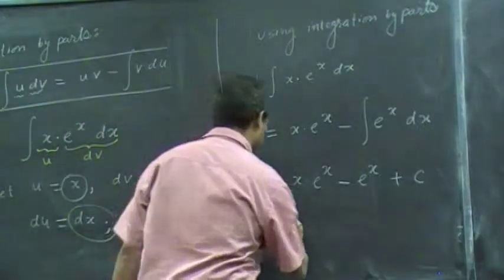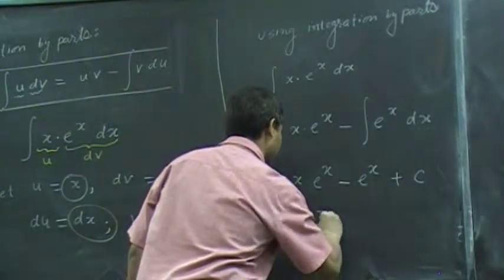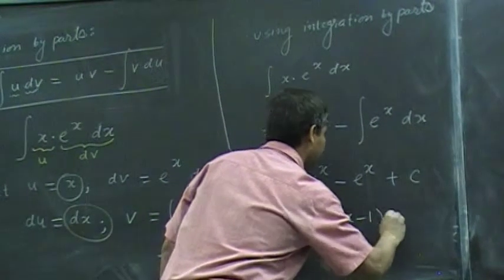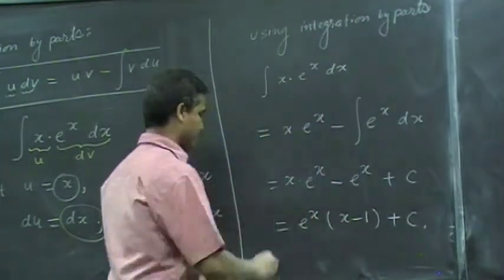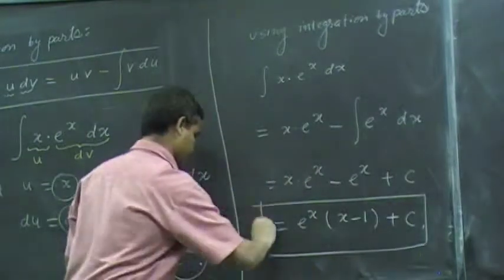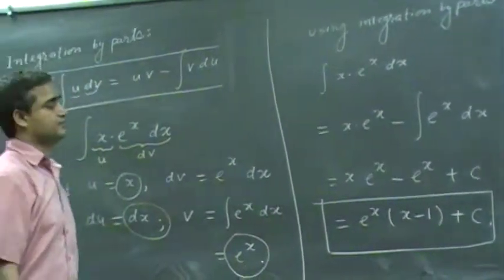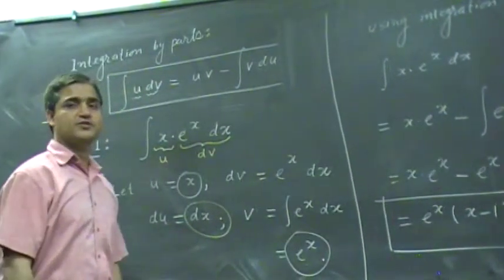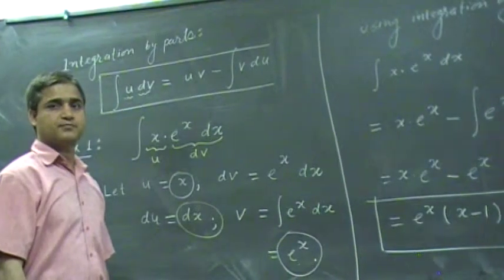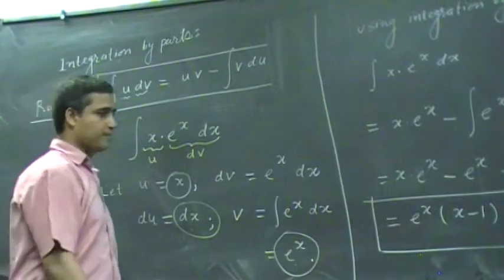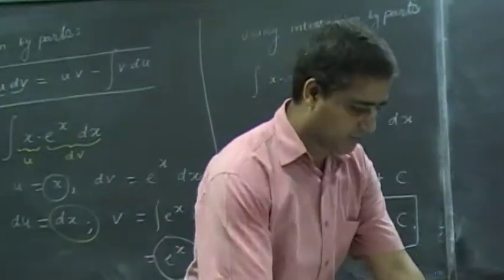If you want, you can go one more step: e to the x times (x minus 1) plus c. This is the integral. Do you have any question? Okay, let's do the next example.